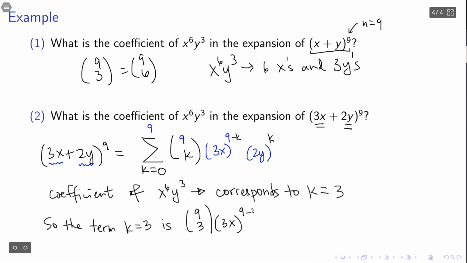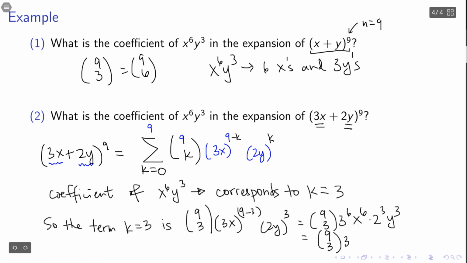3x to the 9 minus 3. And then 2y raised to 3. And simplifying, now this is 3 to the 6th power times x to the 6th, 2 cubed times y cubed. Therefore, the coefficient is 9 choose 3 times 3 to the 6th times 2 cubed. And so this whole term here is what we're looking for. And that's the coefficient.